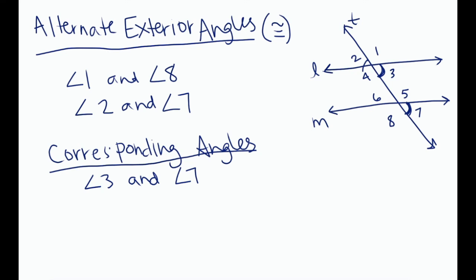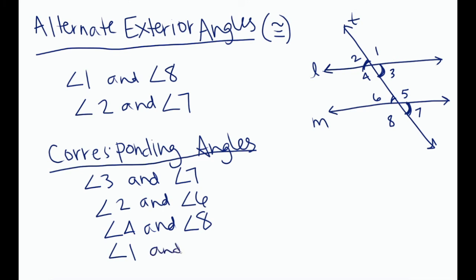Let's see if we can name a few other pairs here. Angle 2 up here in the upper left looks like angle 6. So angle 2 and angle 6 are corresponding. There are two more pairs here. Angle 4 and angle 8. And finally, angle 1 and angle 5. And these ones are also congruent to one another.